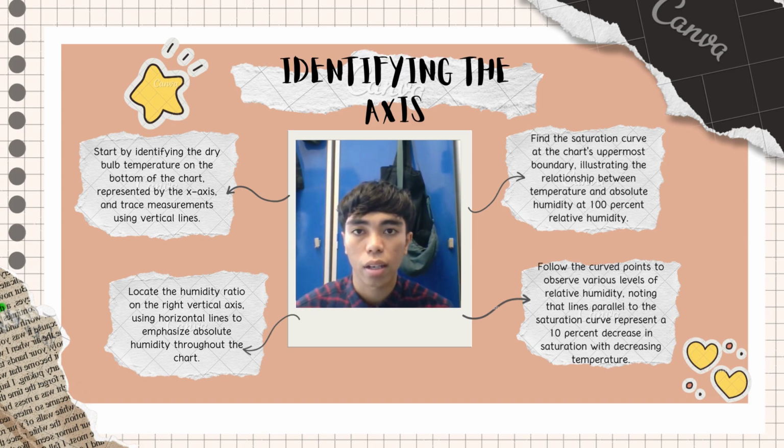Next, follow the interior curve points to observe various levels of relative humidity. Notice the lines following the curve of the saturation curve representing the relationship between temperature and pressure when the humidity is less than 100%. In most cases, each line away from the saturation curve represents a 10% decrease in saturation. As the temperature decreases, relative humidity lines become closer together until they are nearly indistinguishable.